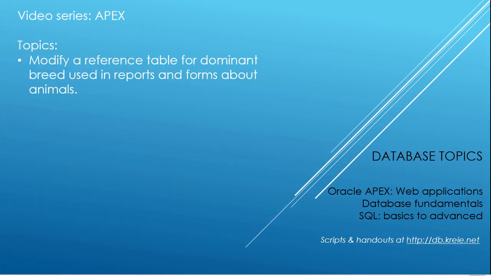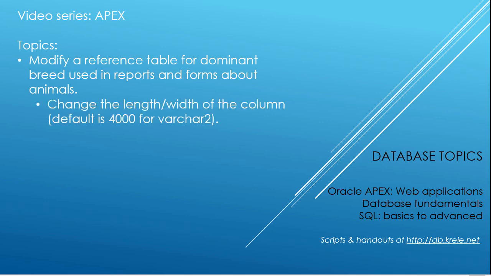handouts. In this video, we're going to work with one of the reference tables that we use when we're entering data about an animal in the animal shelter. This is the dominant breed reference table that we created in an earlier video by using the Object Browser Create Lookup option in APEX. We're going to change the width of the descriptive column for the dominant breed. By default, a varchar2 column has a default width of 4,000 characters, and we certainly don't need that length.